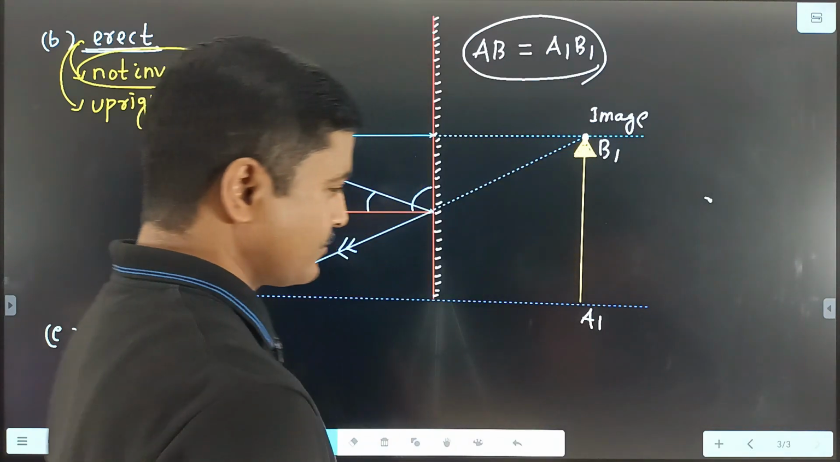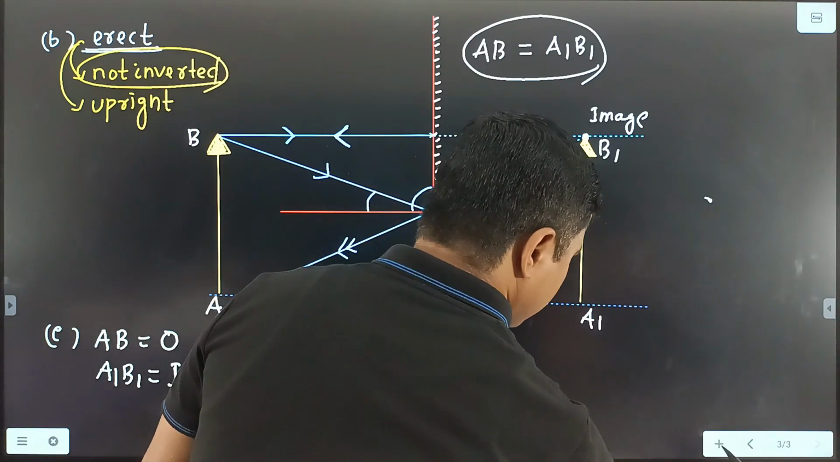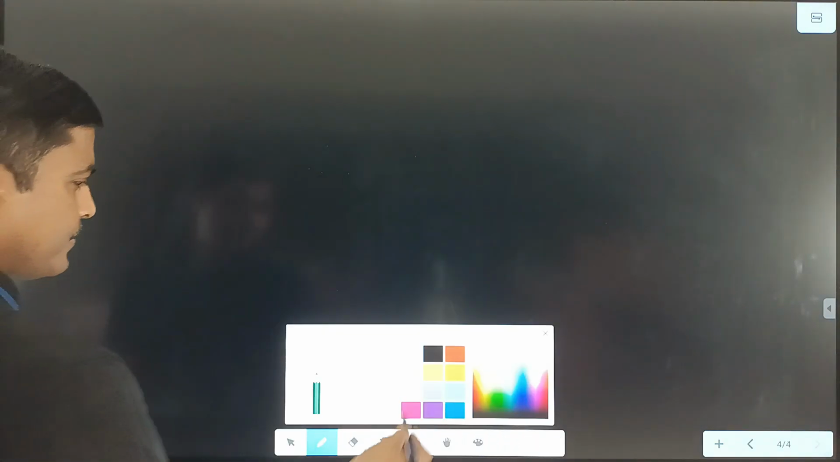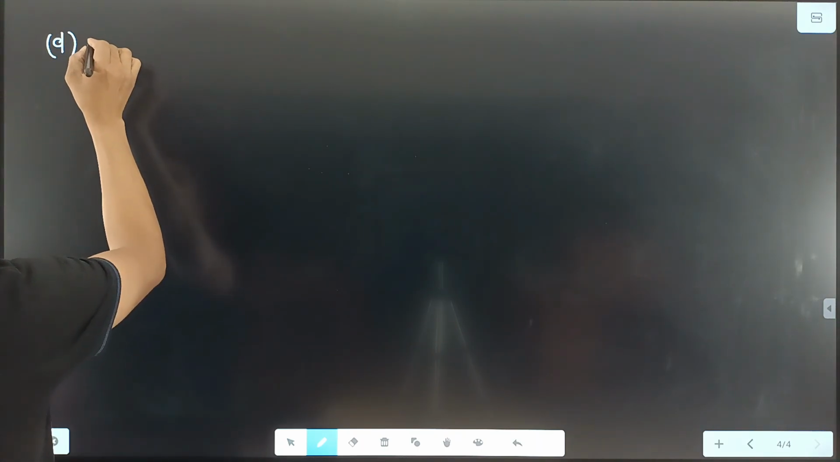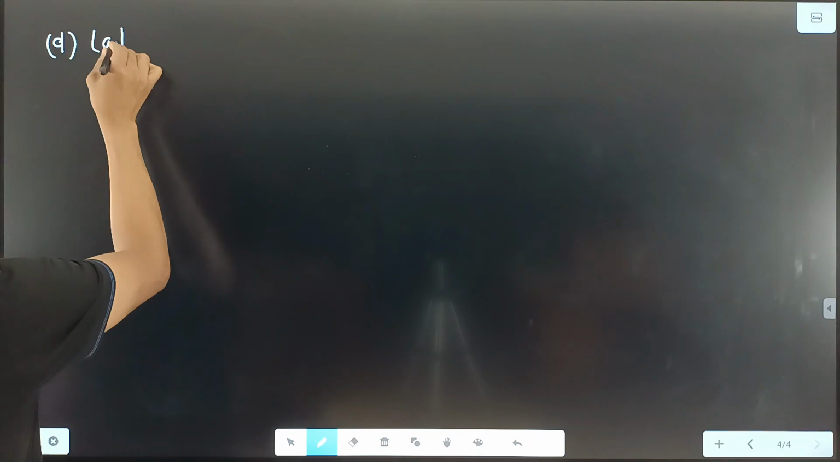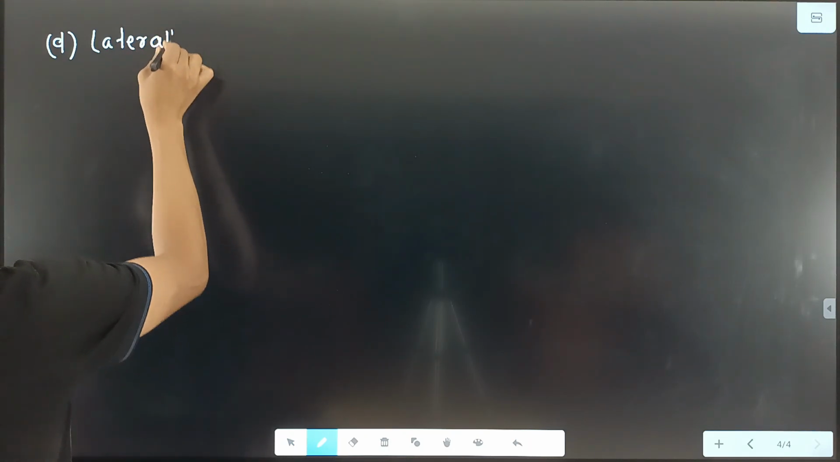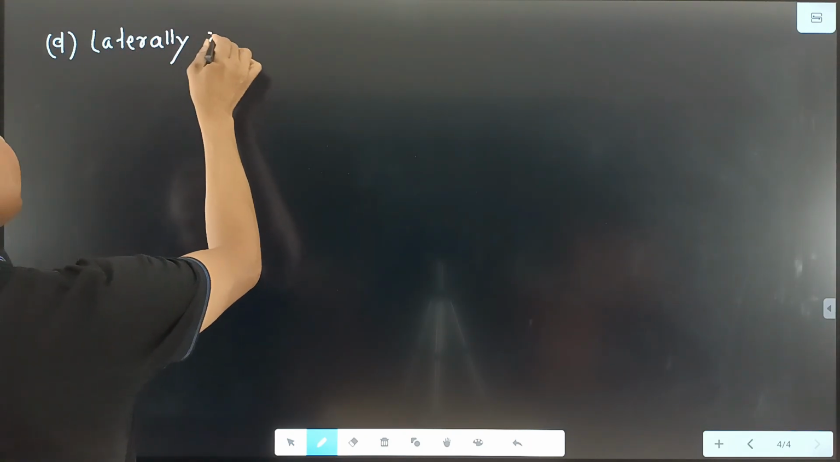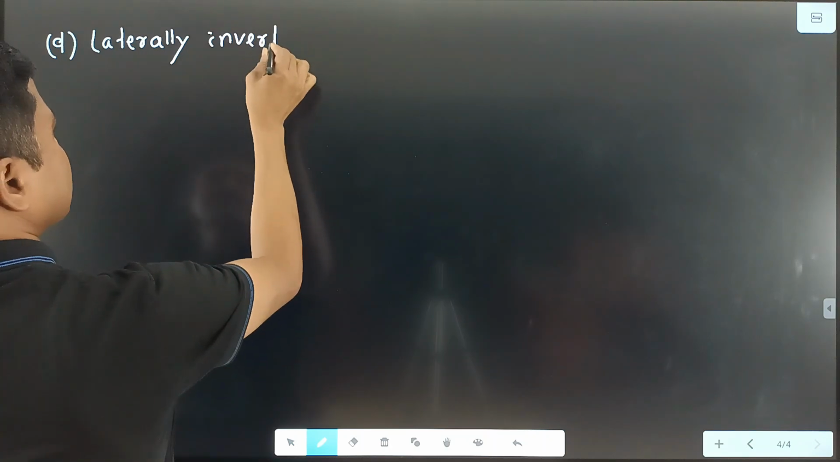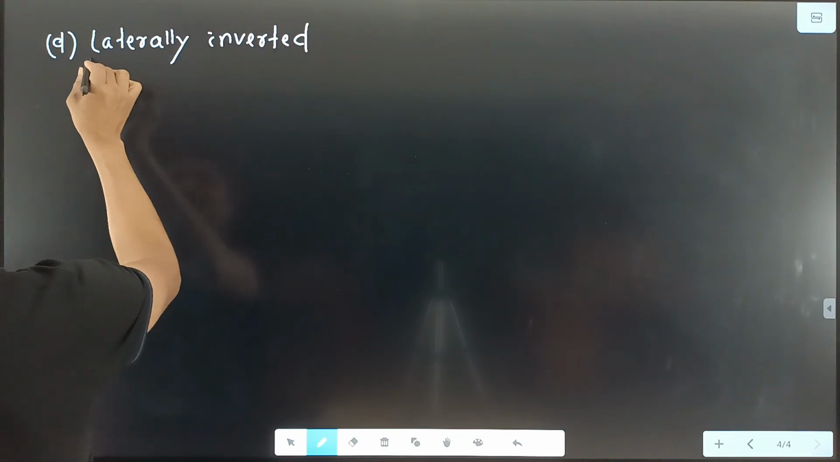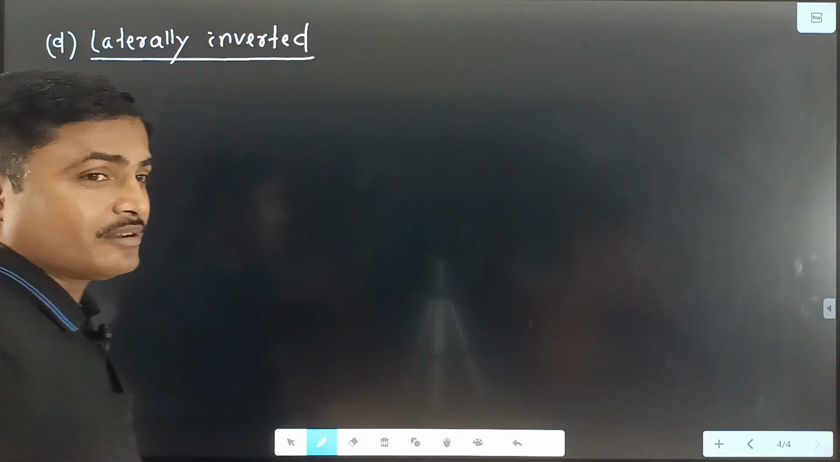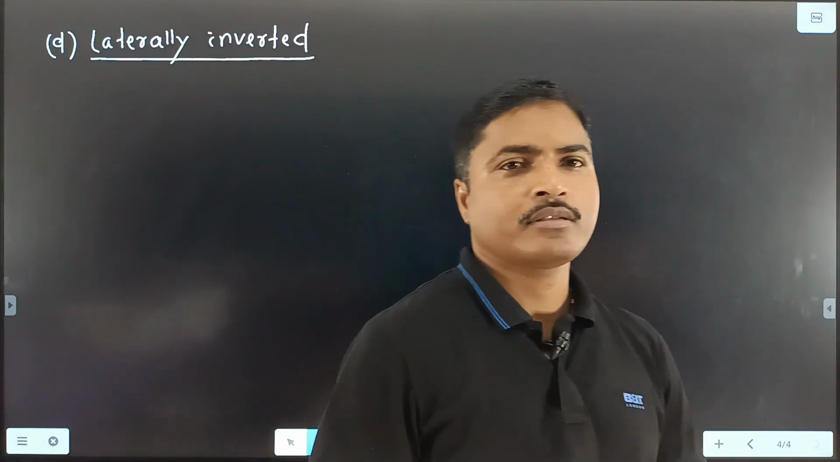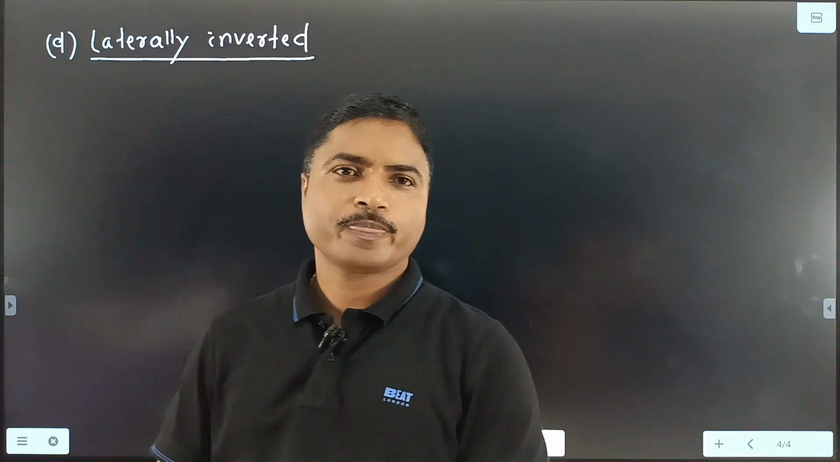And another characteristic. The next characteristic, that is the fourth characteristic: the image formed by a plane mirror is always laterally inverted. What is the meaning of laterally inverted? Suppose one example is there.